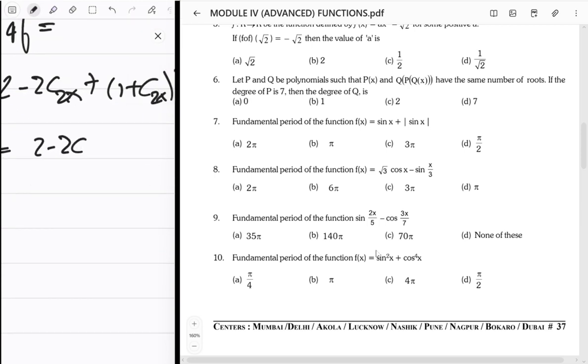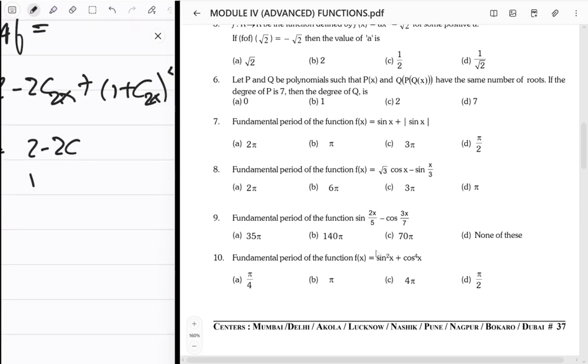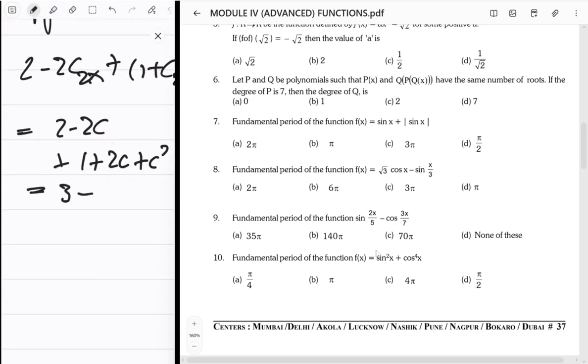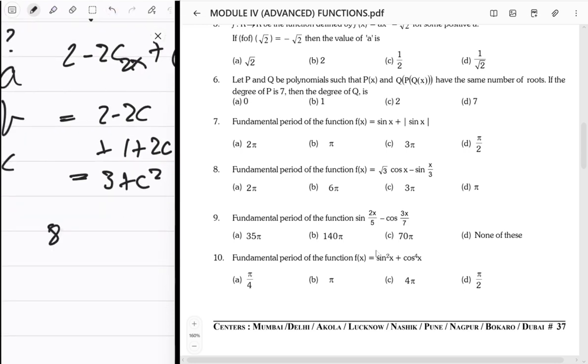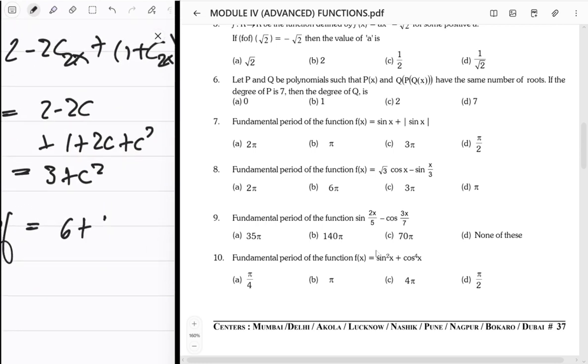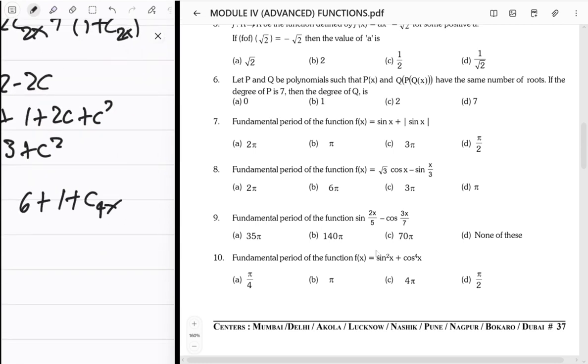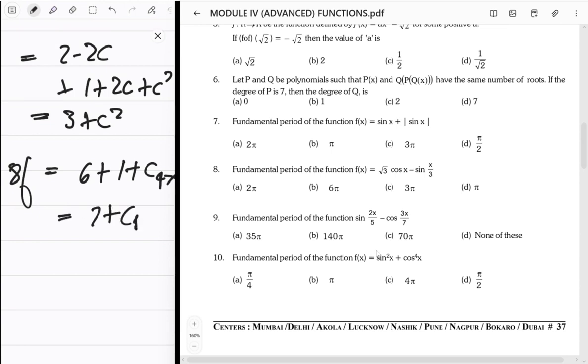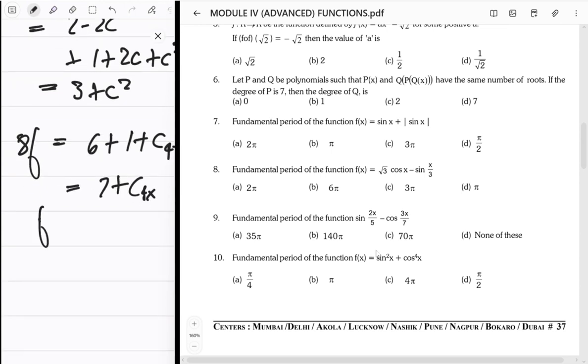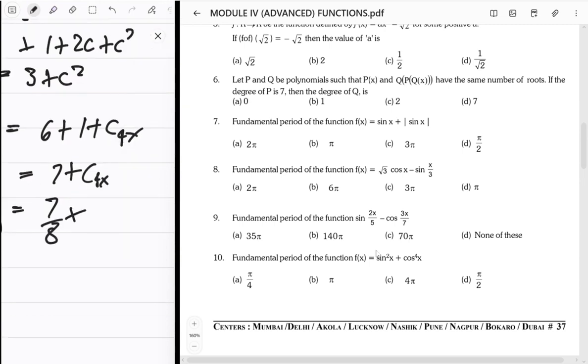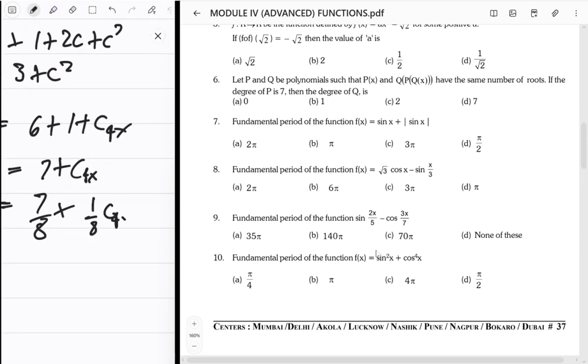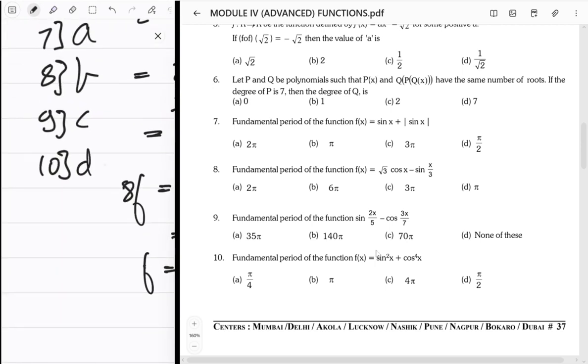So that's just equal to 2 minus 2. I'm going to write this as c only, not writing that 2x or whatever. Then you got 1 plus 2c plus c squared. So that's going to be just 3. Oh, that cancels. That's perfect. 3 plus c squared. So basically 8f is just equal to 6 plus 1 plus cosine of 4x, which is like, okay, 7 plus cosine of 4x. What do you get? So f is just equal to 7 upon 8 plus 1/8 of cosine of 4x. Yeah, which means the period is 2 pi upon 4. That's pi upon 2. So D is the answer. Next question, 11th.